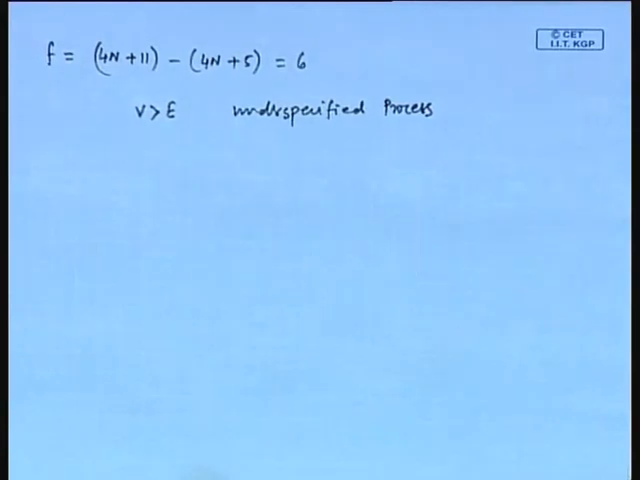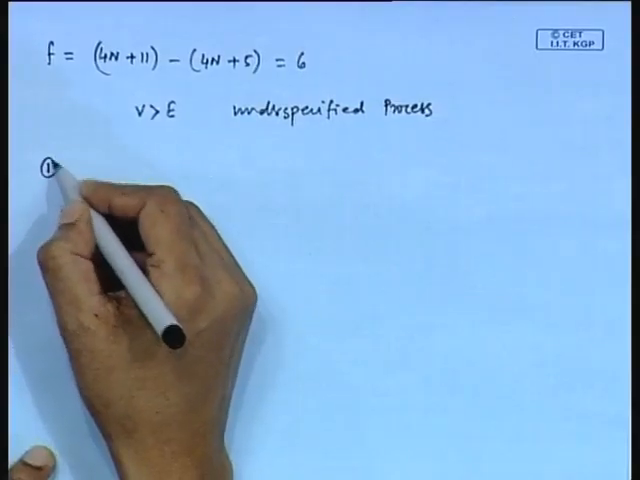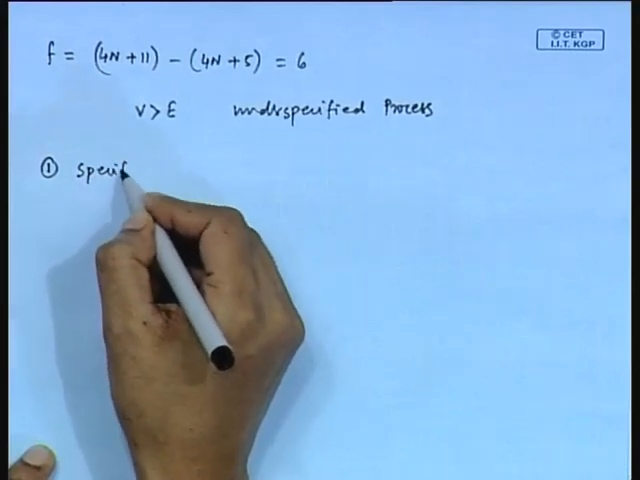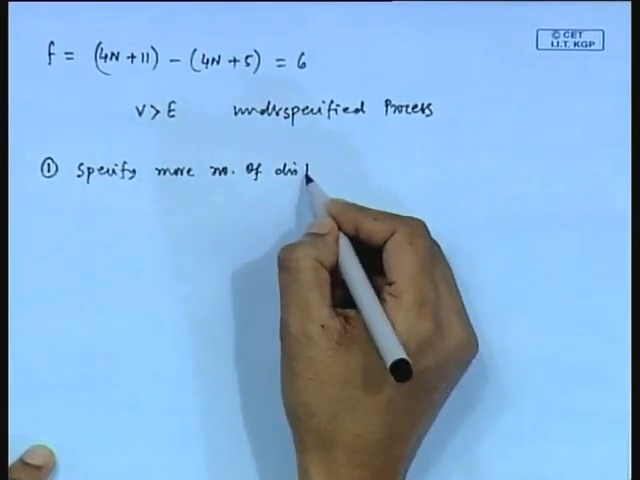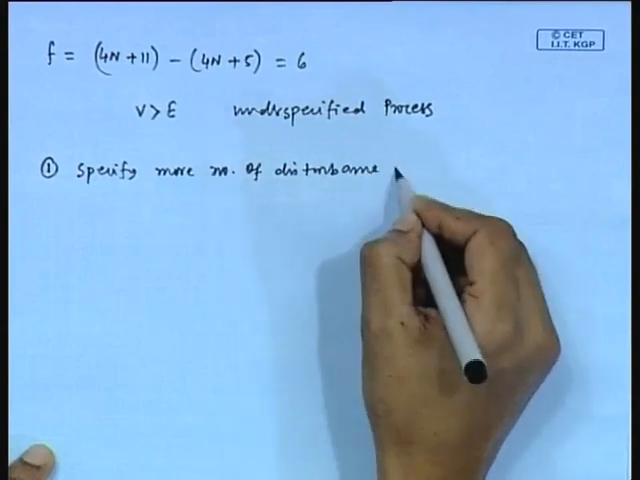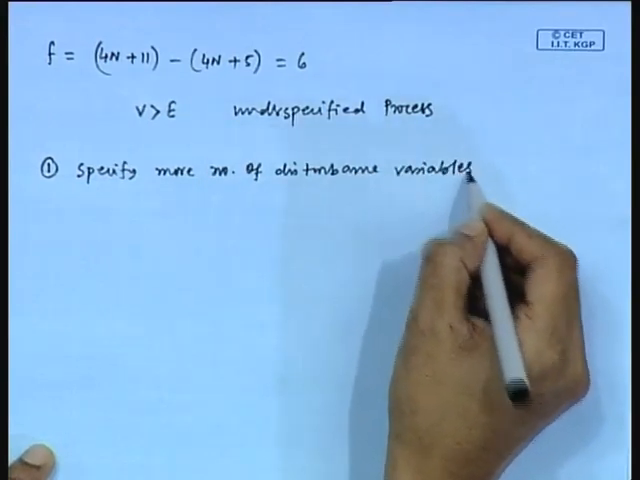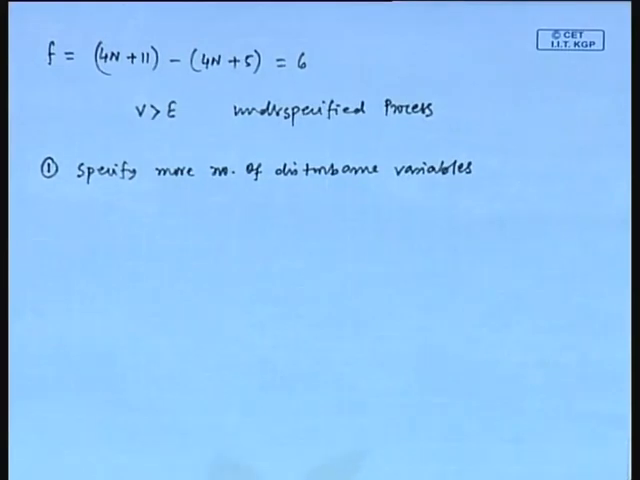We need to make it exactly specified. So, what we need to do? We have to get F equal to 0. How we can get that? There are two ways we have discussed earlier. One is we need to specify more number of disturbance variables. To reduce F to 0, we can specify more number of disturbance variables.